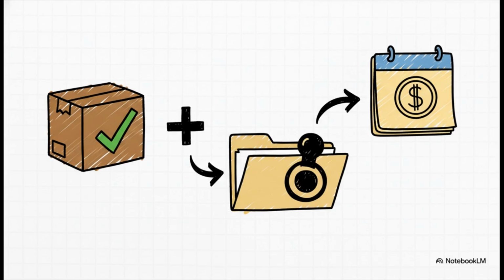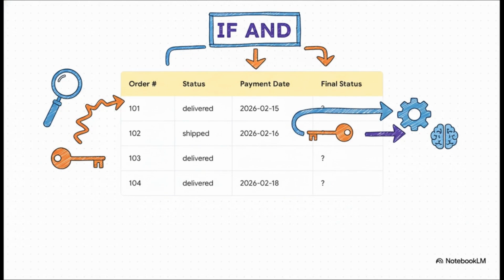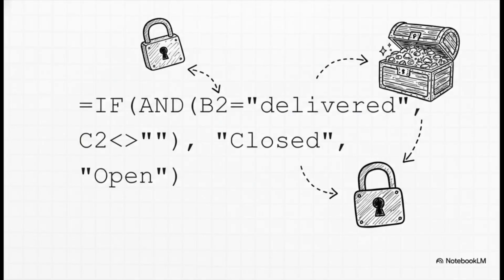So let's look at our data. For every single order, we need to look at 2 places. The status column, that's our first key. The payment date column, that's our second key. Our goal is to fill in that final status column automatically. And here is the magic that does it. We're telling Excel if the status in cell B2 is equal to delivered and the payment date in cell C2 is not empty. And that's what those 2 little brackets, <>, mean. It's just Excel's quirky way of saying not blank. Then you should write closed.